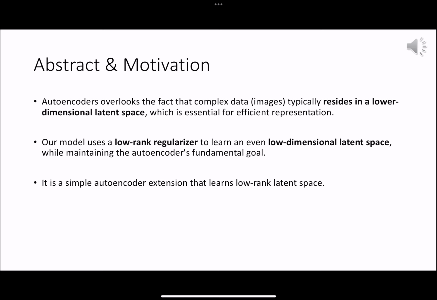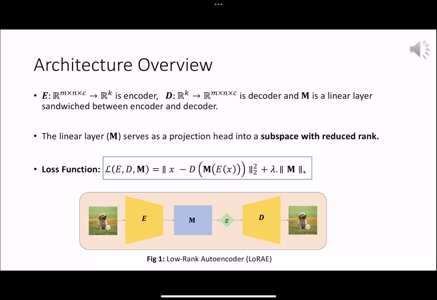As a result, our model is designed to learn an even lower dimensional latent space where the latent vector actually lies. This approach is fundamental to achieving a more accurate representation of the data. To facilitate the learning of a rank-deficient latent space, a linear layer is strategically positioned between the encoder and the decoder components of the autoencoder.